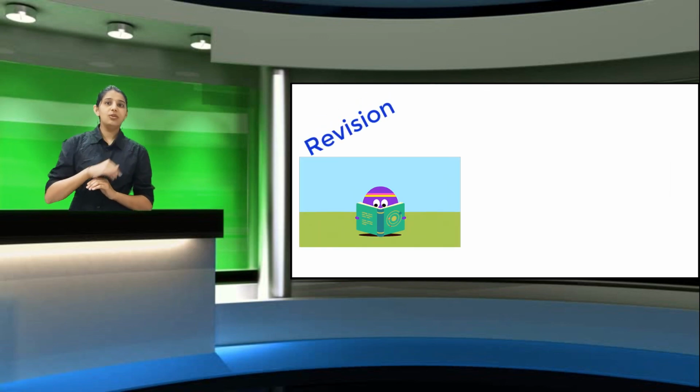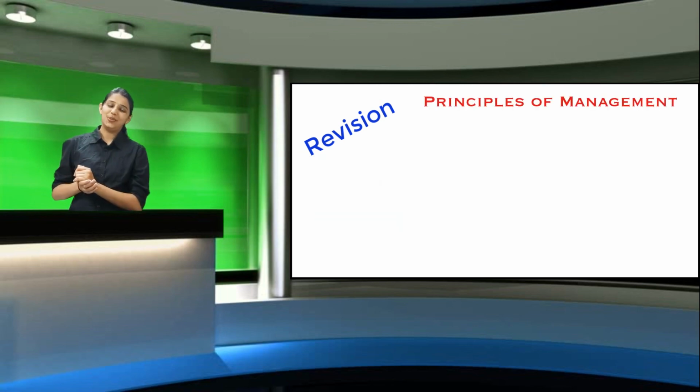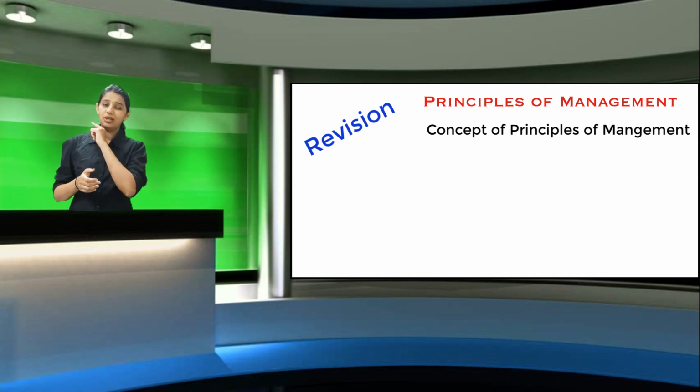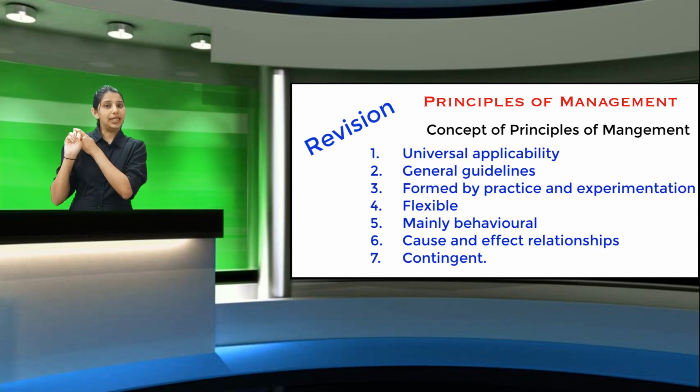Now we'll have a quick revision of what we studied in this video. We started this new unit which is named the principles of management, right? Then we understood the concept of principles of management, and then we discussed the following nature of principles of management in detail. The first point is its universal applicability. The second point is general guidelines. The third point is formed by practice and experimentation. The fourth point is flexible. The fifth point is mainly behavioral. The sixth point is cause and effect relationship. And the seventh point is contingent.